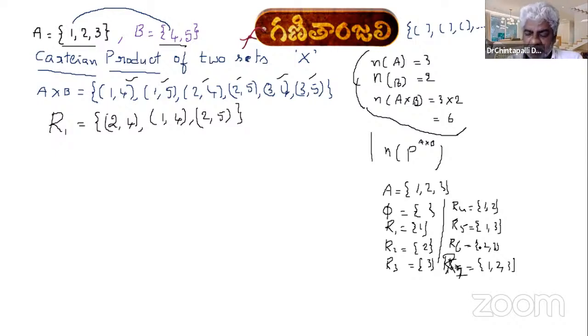Tell how many subsets are there? 6. No. Count them. 7. No. Over here, 1, 2, 3, 4, 5, 6, 7, 8. 8 subsets are there, right? So, the number of elements in A, the number of subsets of A, is called P of A, the power set.